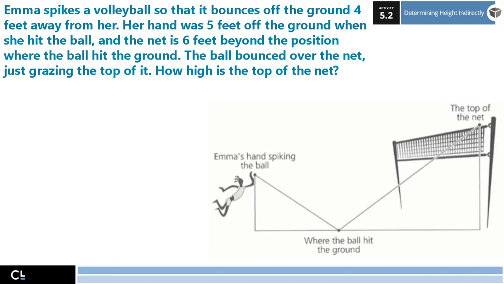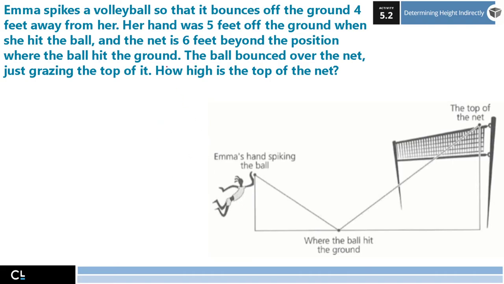Now, here's the thing. We have a diagram and there's some things labeled, like points, like Emma's hand, where the ball hits the ground, and the top of the net, but we don't have any of our numbers filled in. So for this problem, we actually have to go and fill in our numbers. So let's go do that.